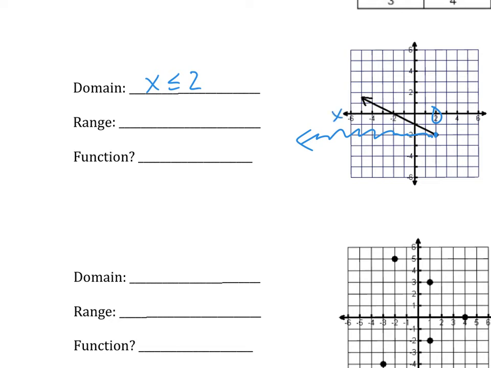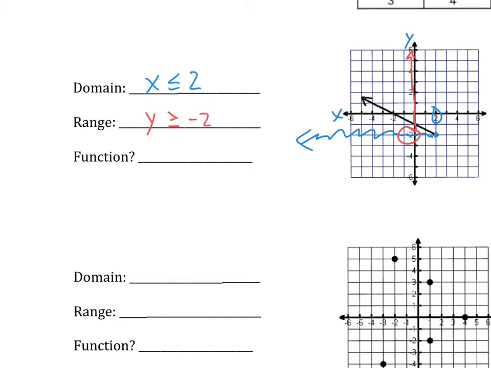Remember, we have x and we have y. It starts at 2, and it's going to be all the numbers to the left. x is less than or equal to 2, and all the way down to -infinity. And then for our range, that's going to be our y values. Well, our y values start at -2 and then go up. So it's all the ones going up. So it's going to be y is greater than or equal to -2.